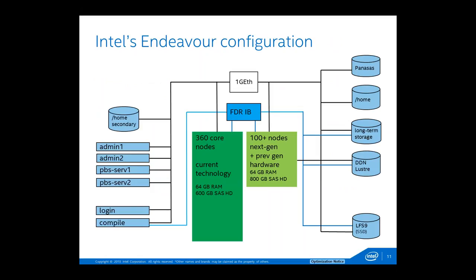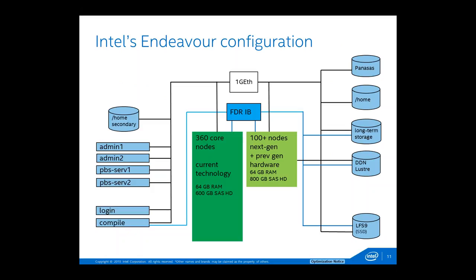Our own test cluster that we are using in HPC for benchmarking is called Endeavor, and has as its core 360 nodes with current technology, each of those nodes equipped with 2 Xeon Phi cards. We also have about 100 nodes, both of previous generation CPUs and next generation CPUs for testing available, but it is here of second importance.